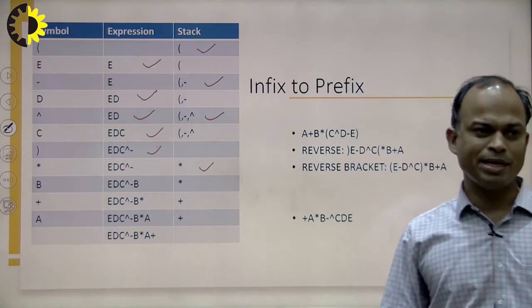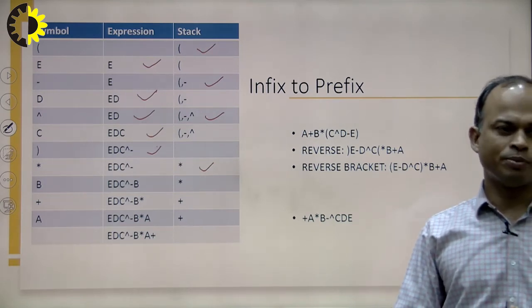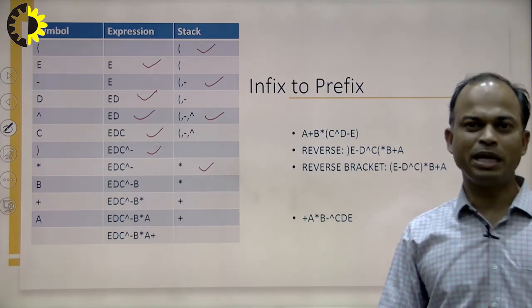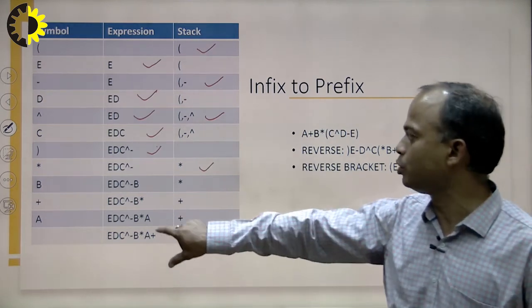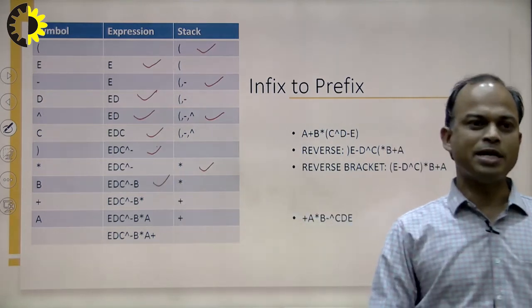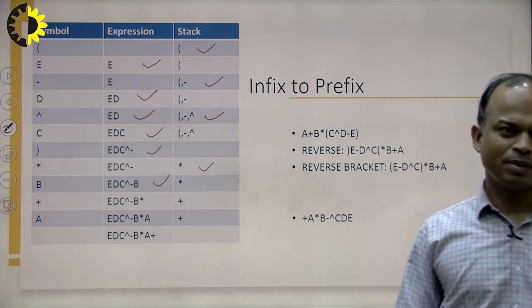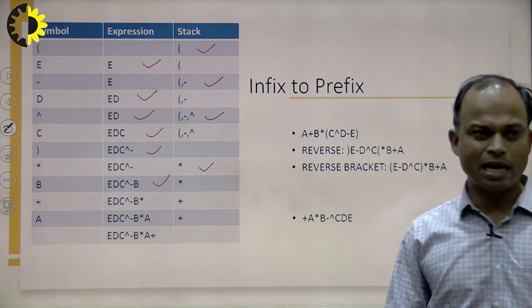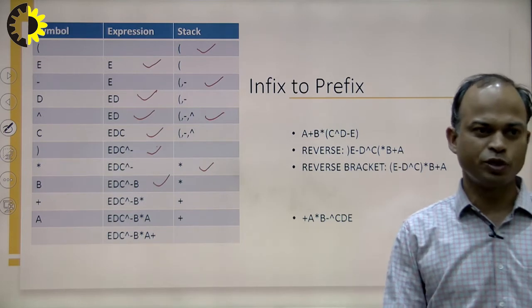Now we have the next character. This is B, and B is our operand. Therefore this B is just appended onto the expression. Now we have the plus symbol, and this plus is our operator, and if an operator is coming, then the operator is pushed onto the stack.